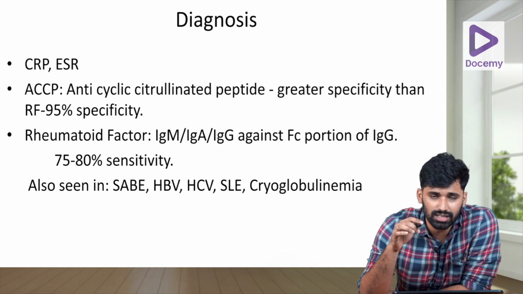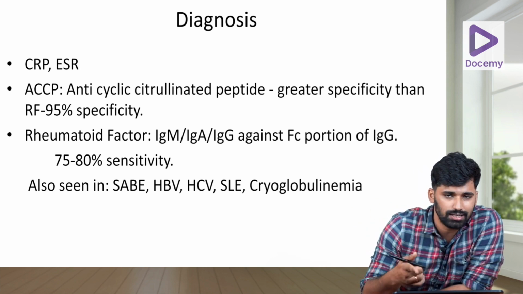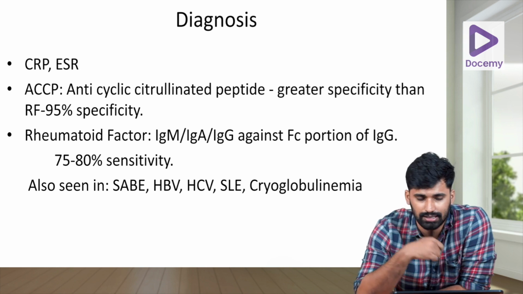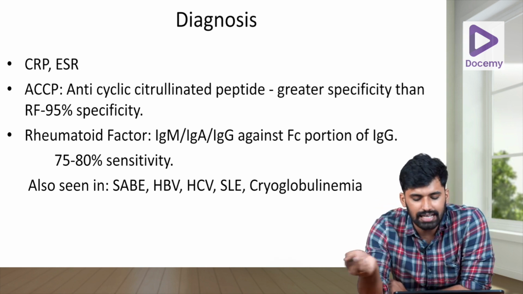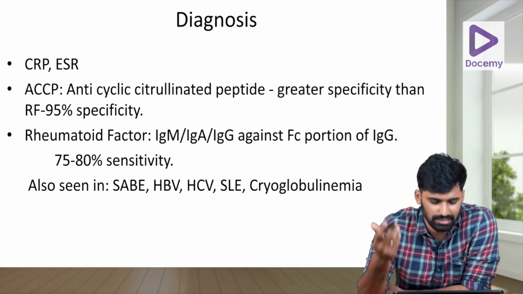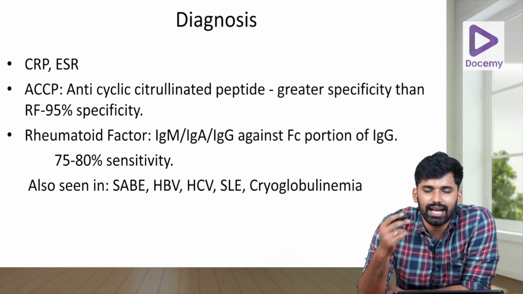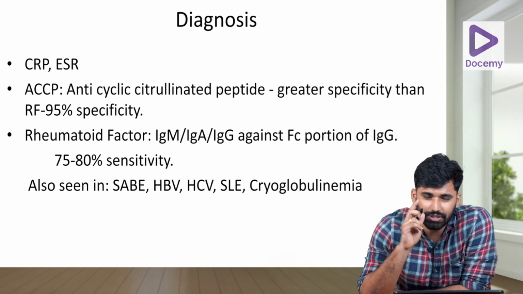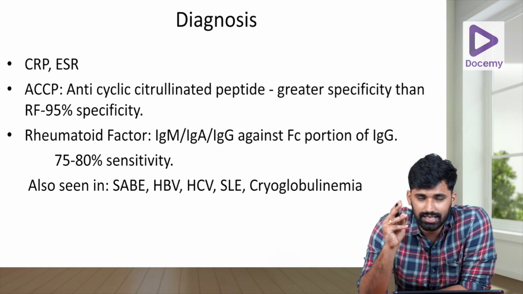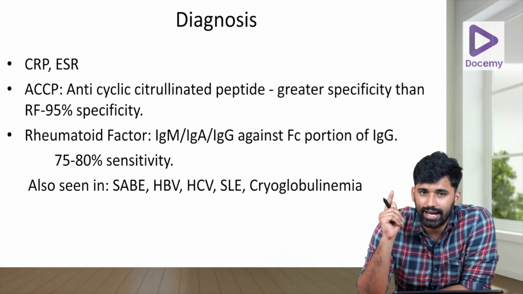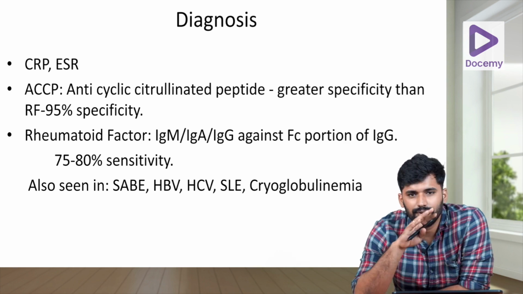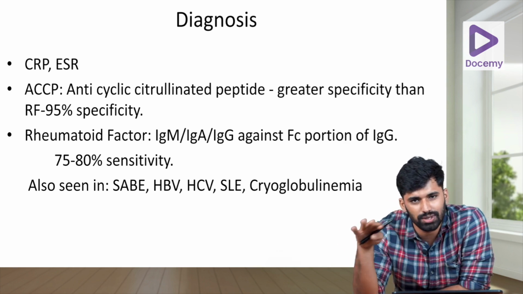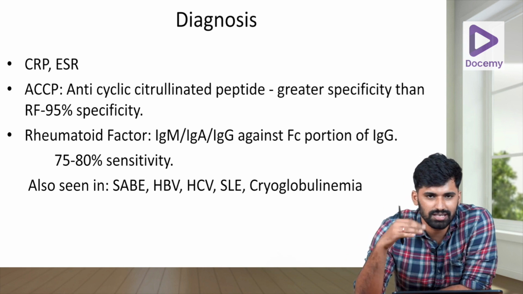So all this works as prognostic markers also, not only diagnostic markers. ACCP is anti-cyclic citrullinated peptide, as we already discussed, which has greater specificity than RF, with 95% specificity. Rheumatoid factor is IgM or IgA or IgG against the Fc portion of IgG. It has poor sensitivity and poor specificity, but the sensitivity is similar to ACCP.